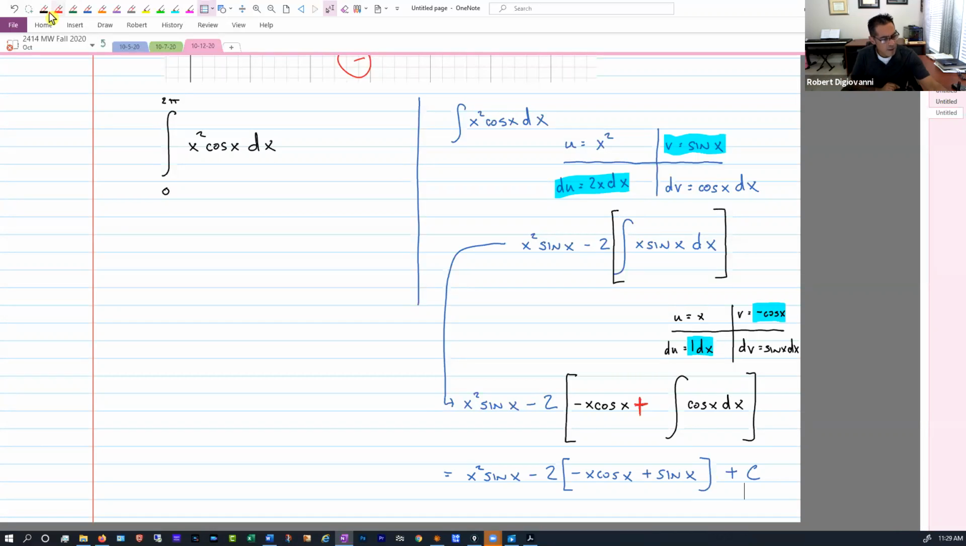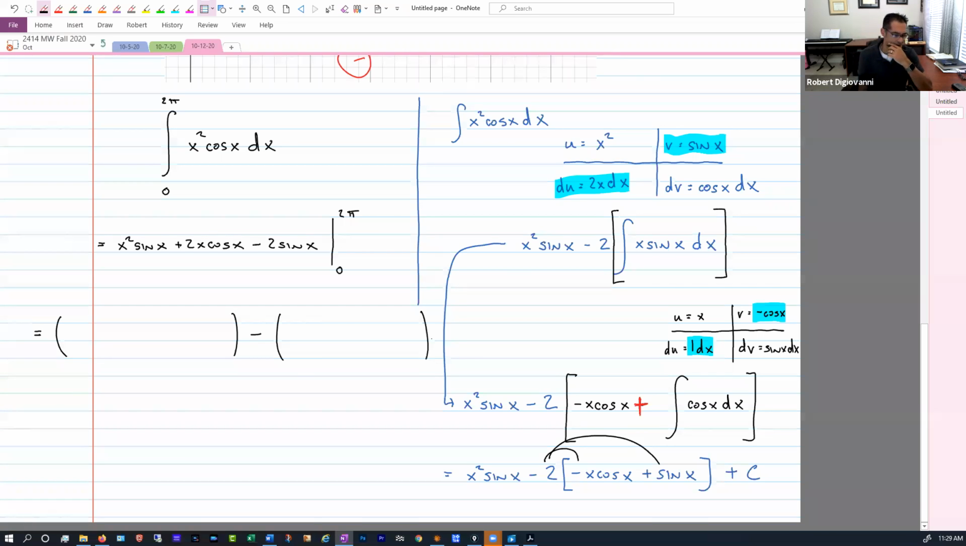So now I'm going to come back over here and say this is equal to, and I'm going to write that down, x squared sine x. I'm going to go ahead and distribute this negative 2 through. So we get positive 2x cosine x, and then minus 2 sine x. And that's the antiderivative. Evaluation bar 0 to 2 pi. This should equal something minus something.